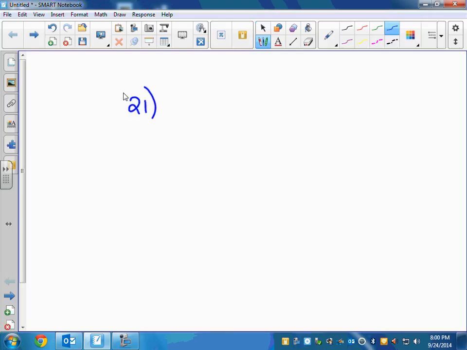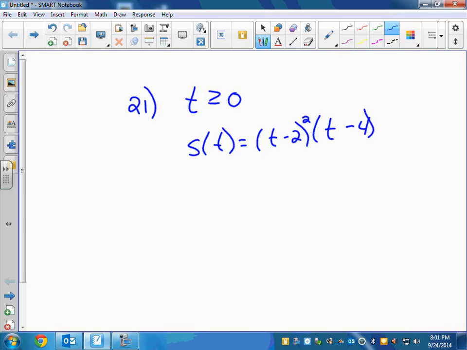It says a particle moves along a line so that its position at any time t greater than or equal to 0 is given by the function s of t equals (t minus 2) squared times (t minus 4). Did I make you do that one? Where s is measured in meters and t is measured in seconds. And part A says find the instantaneous velocity.